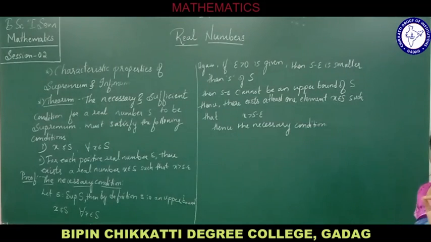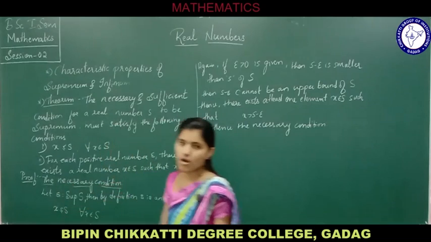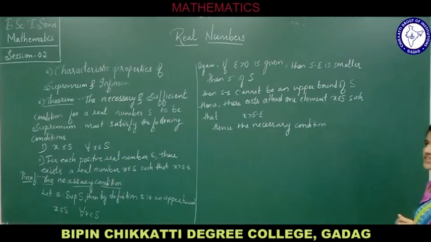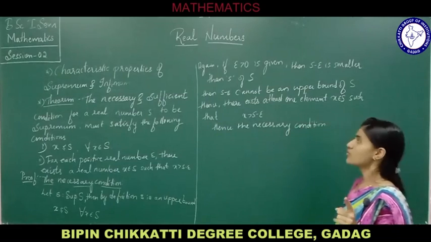If so, what did we consider? We considered a number epsilon greater than 0. If it is given, then if I subtract epsilon from S, what is going to happen? Obviously, S minus epsilon will be less than S, right? Then, if it is less than S, it cannot be an upper bound of S.